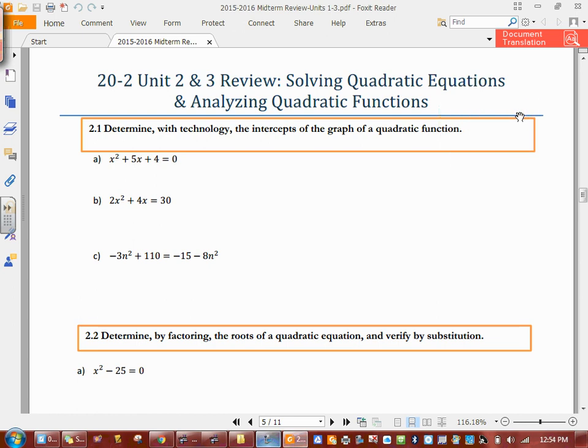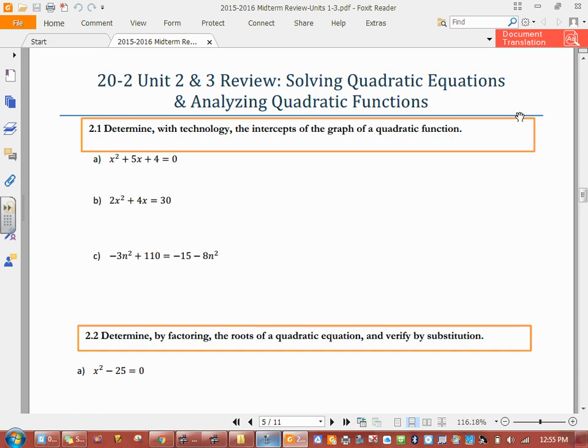Okay, welcome to Midterm Review Unit 2 and 3. We are going to solve quadratic equations and analyze quadratic equations. When we solve quadratic equations, solving means find out what x is equal to. What we're actually finding out is where it touches the x-axis. That's all it is.